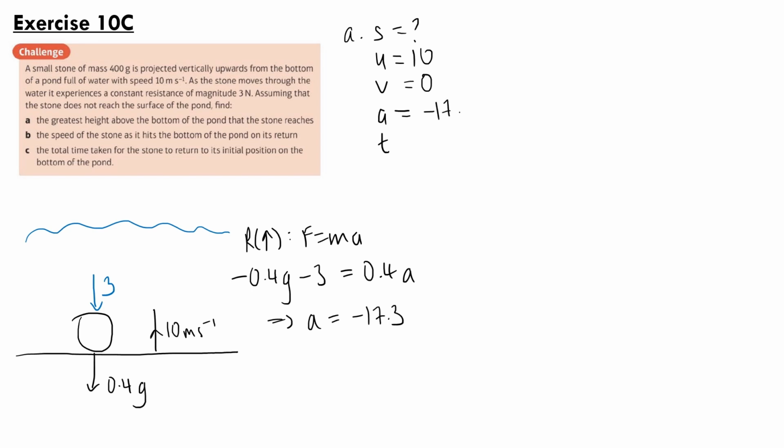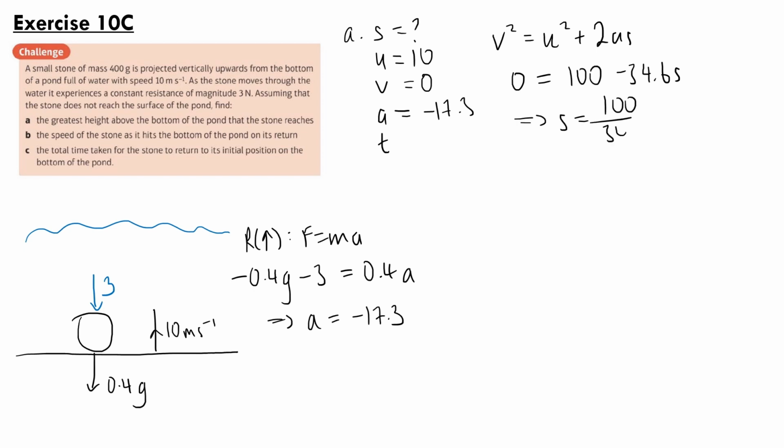So now we have enough information to work out s using the equation without t. So that will be v squared equals u squared plus 2as. So we have 0 is equal to 100 plus 2as. 2a is minus 34.6, and then we have the s. And so s equals 100 over 34.6. And putting that into your calculator, you should get 2.9 meters to two significant figures.